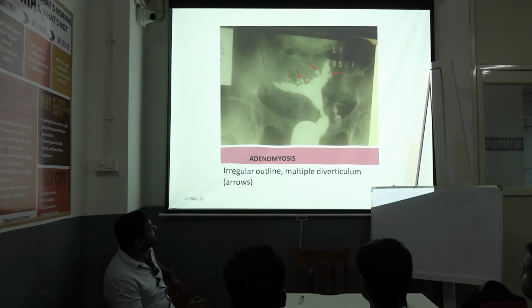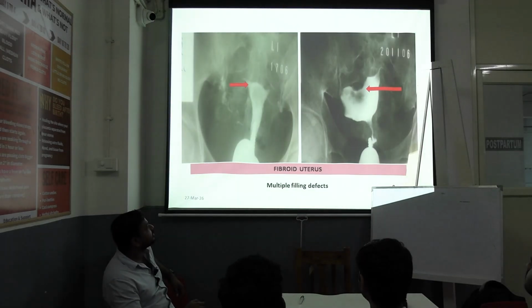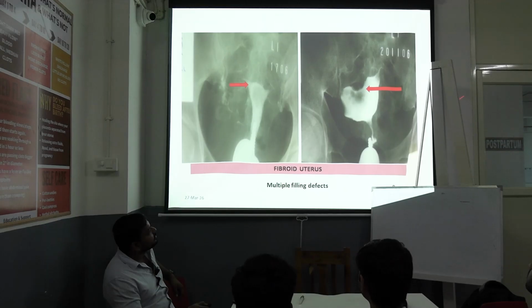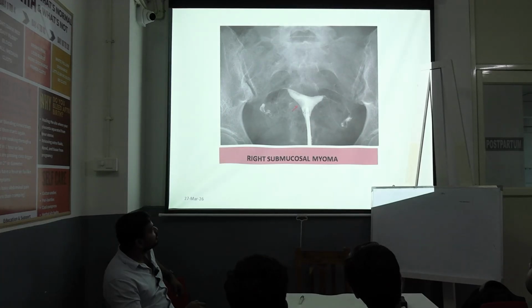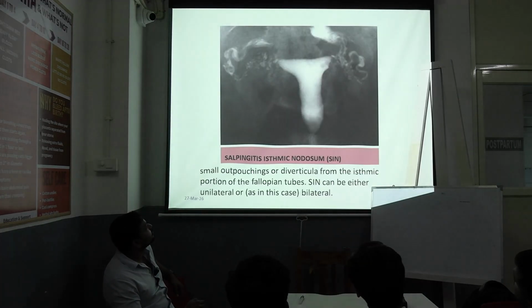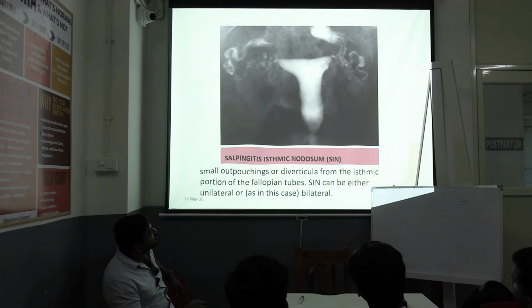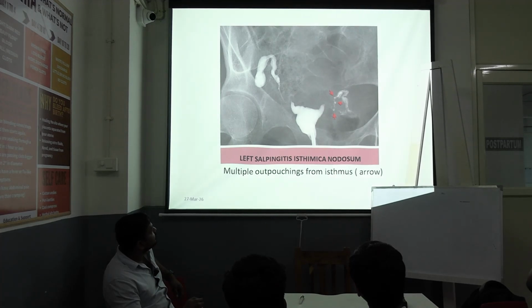This is adenomyosis. Adenomyosis you cannot differentiate, this will not be given to you. Okay, see, there is a defect here, that is because of fibroid. This is not important. Salpingitis, hysterosalpingography nodes are not important for you.